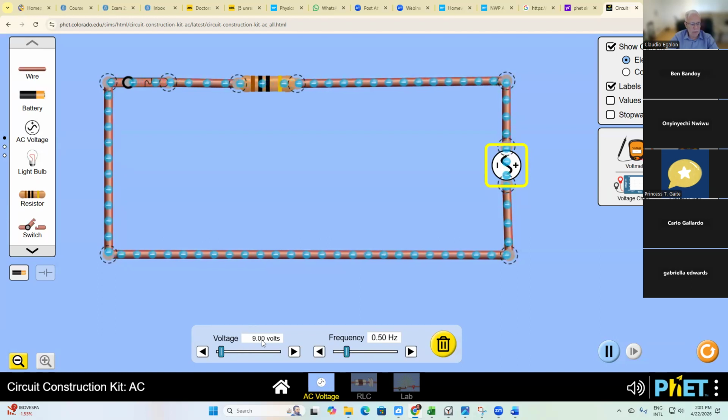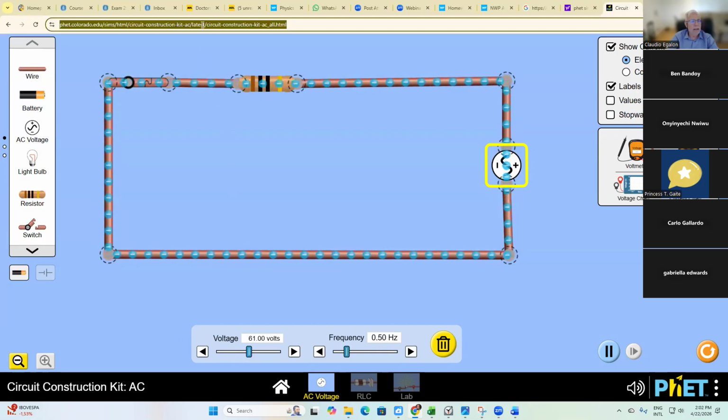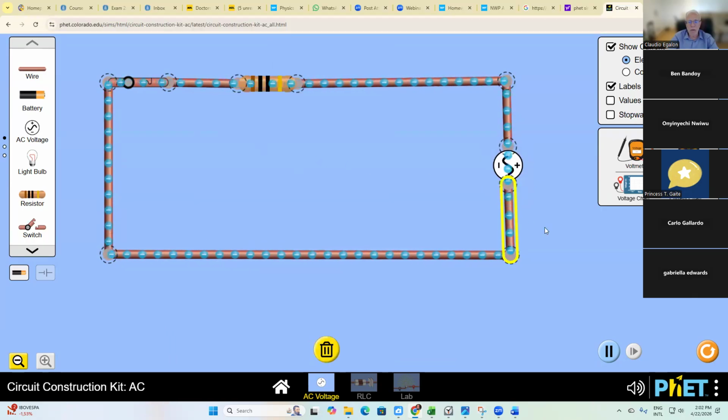The amplitude of the circuit is dictated by the voltage, the peak voltage. Right now we have a 9-volt peak voltage. If I increase the voltage, go ahead and access this website, play a little bit with it. You might want to start with the DC circuits because the DC circuits are simpler than AC circuits.